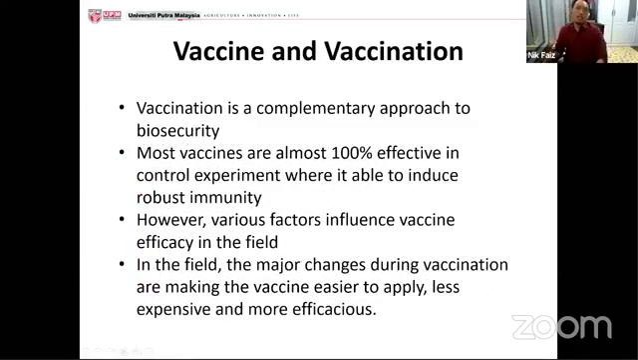So again, a vaccine is a complementary approach to biosecurity. Most vaccines are almost 100% effective in controlled experiments where they are able to induce robust immunity. However, you have to consider a lot of factors. Various factors influence vaccine efficacy in the field. An experimental vaccine challenge study in experimental conditions is totally different from a challenge in the farm. In the field, the major challenges during vaccinations are making the vaccines easier to apply, less expensive, and much more efficacious.